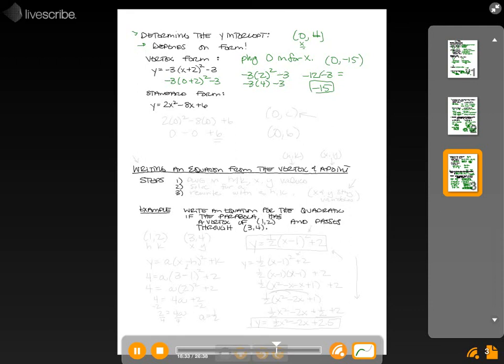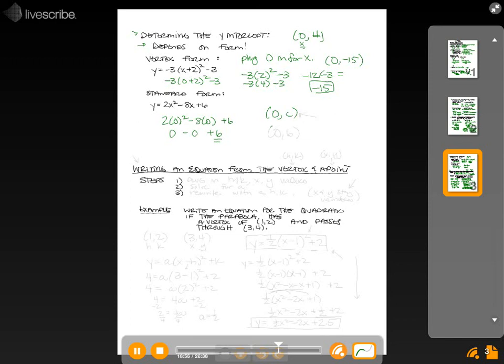Standard form, you could do the same thing. You could plug a 0 in for your x's, but what's nice about standard form is since we have so many x's in our problem, they just cancel each other out. 0 squared is 0, times 2 would be 0. 8 times 0 is 0. So all we're left with is this constant. So this is why standard form is easier here.